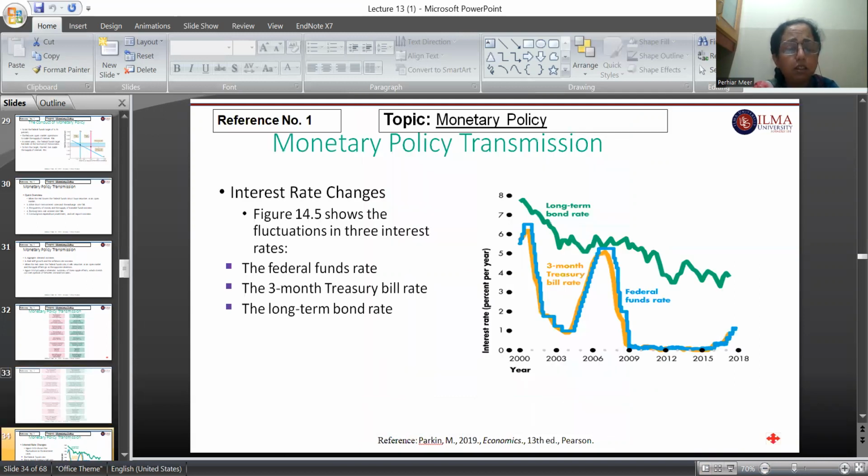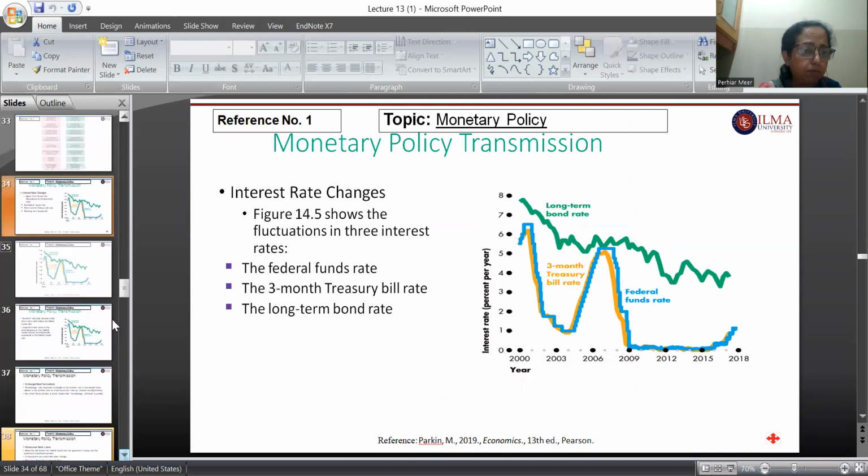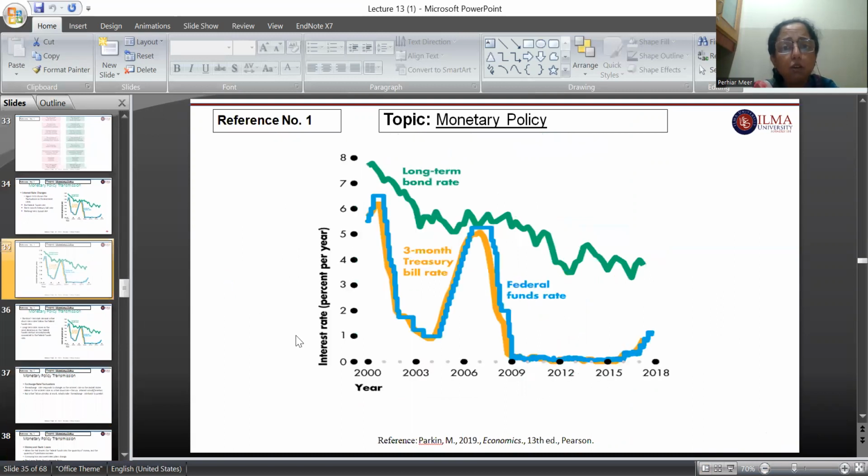So the interest rate changes. The figure shows the fluctuations in three interest rates: the federal funds rate, the 3-month treasury bill rate, and the long-term bond rate. Zooming in on the picture, the long-term bond rate is at 8, which has decreased to almost 4. The yellow line, the 3-month treasury bill, was high at around 6, which can be seen increasing and decreasing, finally lowered at 0.5 in the year 2015. Same is the case with the federal funds rate, which is moving in parallel.